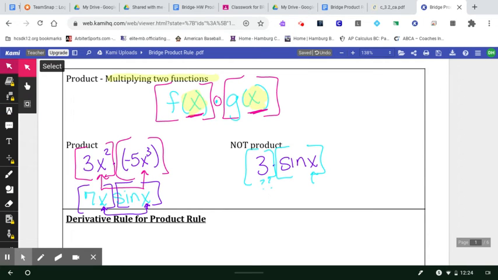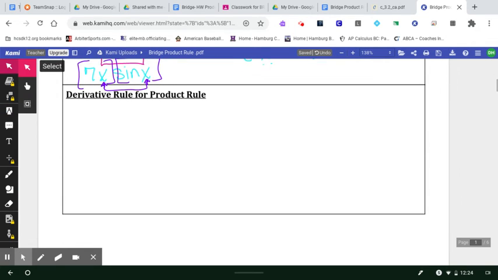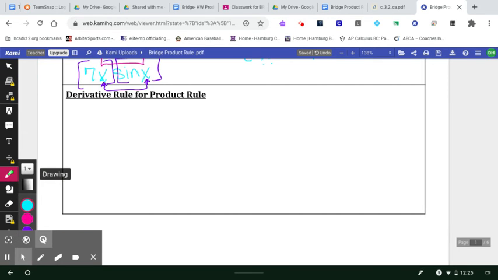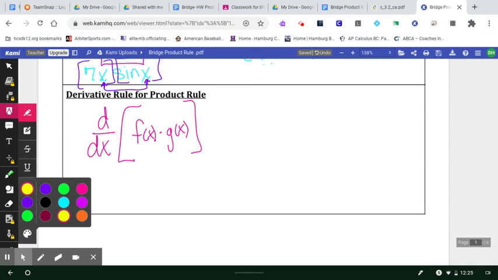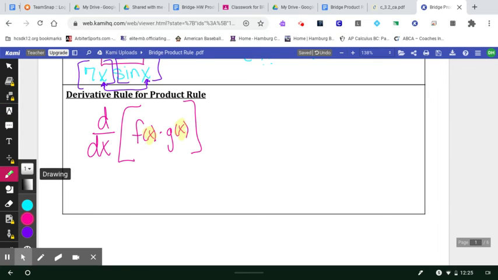Okay, so here is the notation, the rule for product rule. So if I want to take the derivative, d dx, so I'm deriving with respect to x, of f of x times g of x. And again, notice this is product because I have x's on both sides. I have my x here and here. So this is what makes it a product.